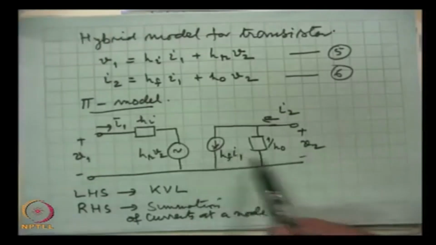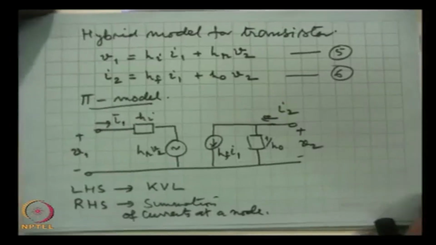So, we have arrived at the model, and this model is to be used for the analysis of small signal amplifiers, which we will continue. I hope you have followed the H parameters, their definitions, and then this model which we get on the basis of these two equations, and which can be used for the small signal amplifier analysis that we will continue in the next lecture.